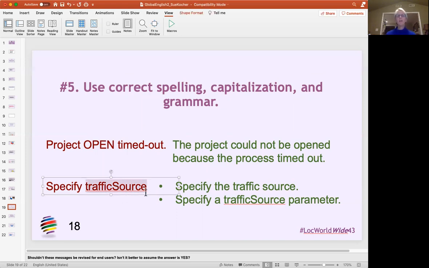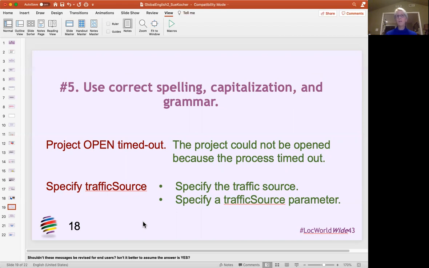This one, camel-cased words, cause huge problems for translation because they're really not translatable. Traffic source in this case is the name of a parameter. Now, the translators will sometimes ask the developer, can we split this and add a space and translate it? And sometimes the developer will say yes. Sure, but is that the correct answer?